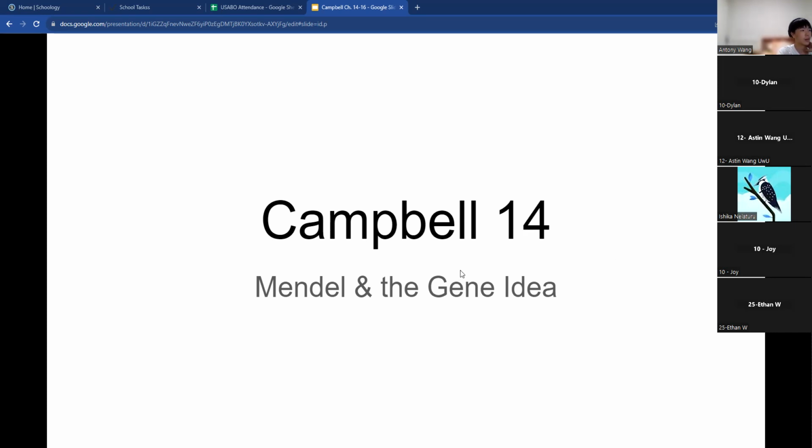Today, we're going to be going over Campbell's chapters 14, 15, and 16. Let's get right into it. We're going to start with chapter 14 regarding Mendel and the gene idea.